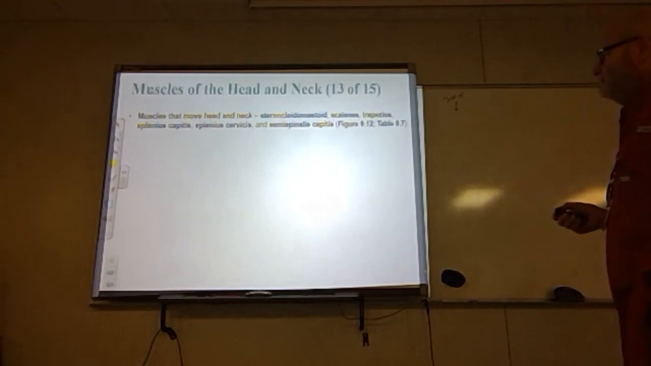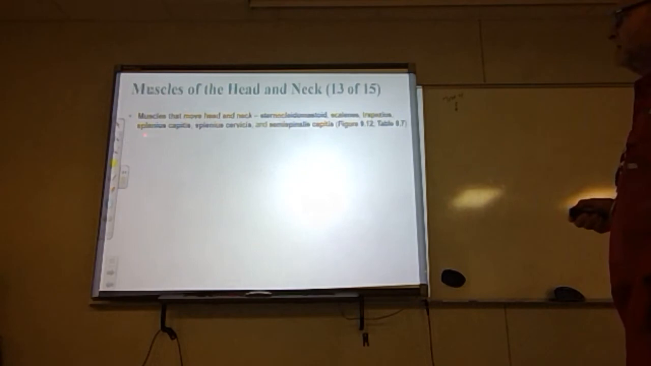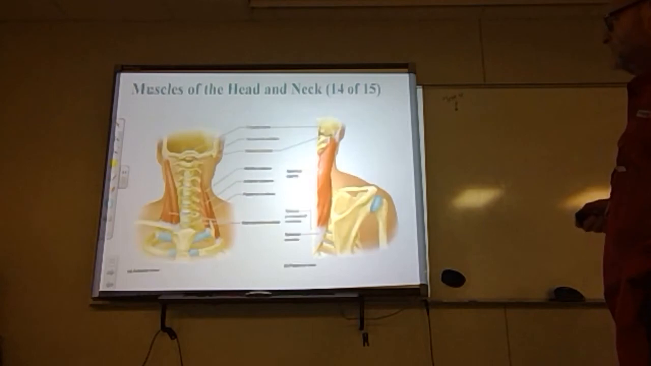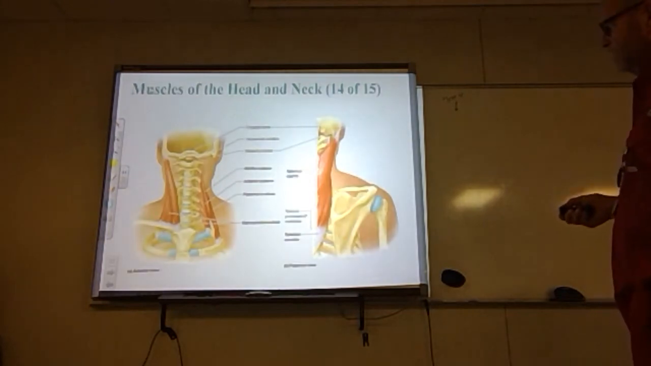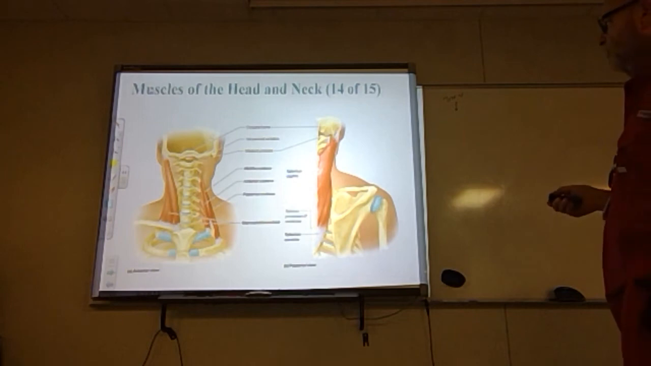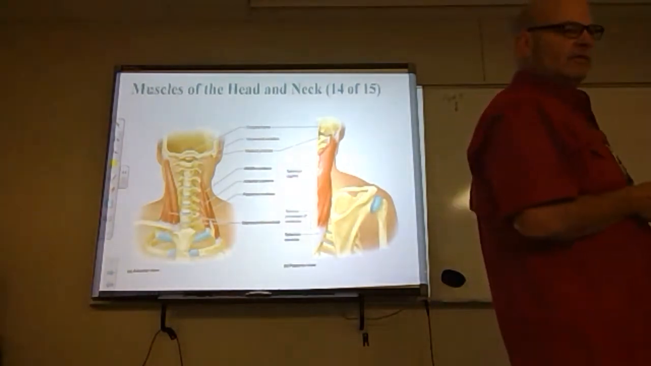Muscles that move the head and neck, such as the sternocleidomastoid, the scalenes, the trapezius, the splenius capitis, the splenius cervicis, and the semispinalis capitis. And there they are. There's the splenius capitis muscle, attaches on the mastoid process, moves down and connects on the processes of the vertebra. This is going to be the muscle that when it contracts, allows us to do this.